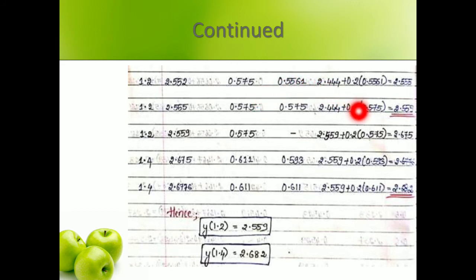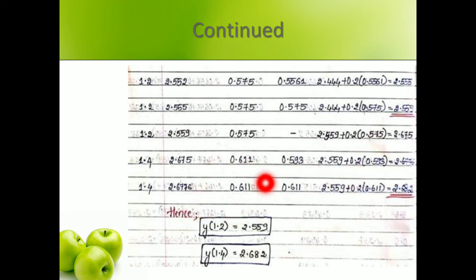So 2.552, 2.555 is nearly equal. So change the value in the next iteration, by not taking the mean slope. So when x is 1.4, y value will be 2.675, new y value will be 2.6776. When 2.6776 is the y value, x value is 1.4, y dash value is 0.611, your new y value will be 2.682. 2.677, 2.682 is nearly equal, so you can stop the iteration here.